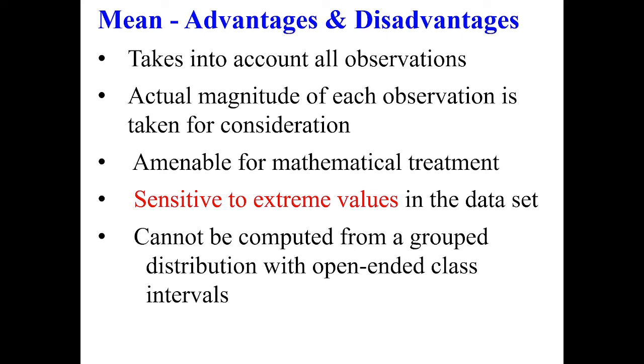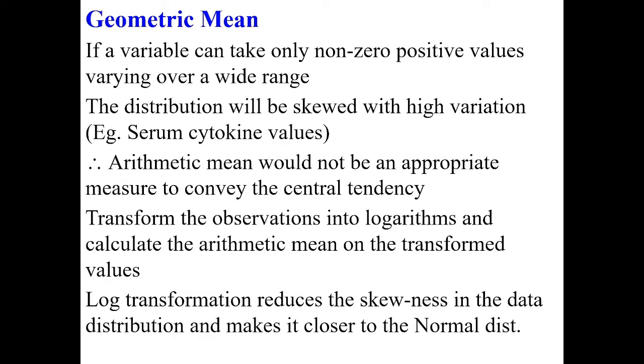Another limitation is you cannot compute the arithmetic mean if you have a grouped distribution with open-ended class intervals, especially the last one. Remember the example that we talked about, it is 170 to 180. Suppose I don't know the upper limit, it is 170 plus. Then I don't know which value to plug in as the midpoint. Thereby, I cannot calculate the arithmetic mean.